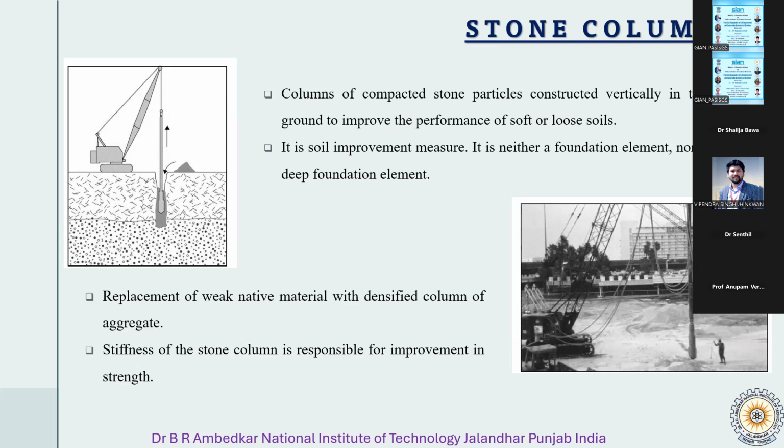Here the process involves replacement of the weak native soil with a densified column of aggregate, which provides more strength and stiffness. The improvement in soil strength comes mainly from the stiffness of the stone column, which helps in distributing the loads and reducing the settlement. On the right hand side, you can see the illustration showing the construction process and a real life site where stone columns are being installed.